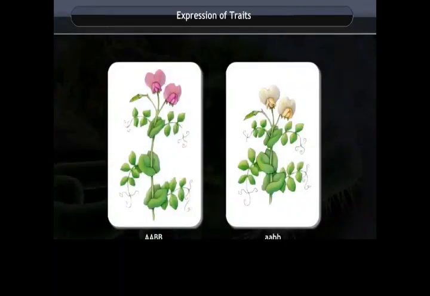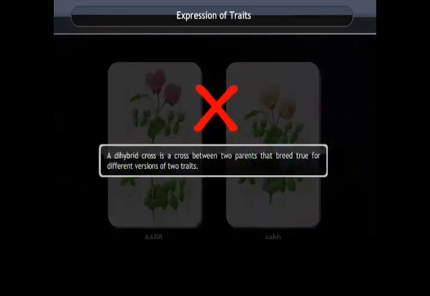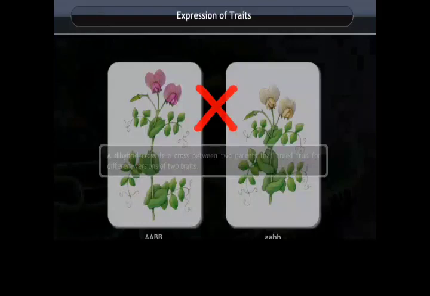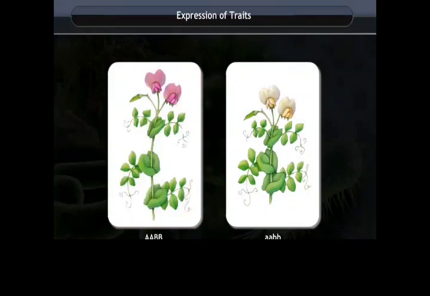Mendel took 2 characters at a time and crossed them. This is a dihybrid cross. A dihybrid cross is a cross between 2 parents that breed true for different versions of 2 traits. In this example, the flower color is governed by A and plant height by B. Tall and purple flowers are dominant over the dwarf and white flowers.